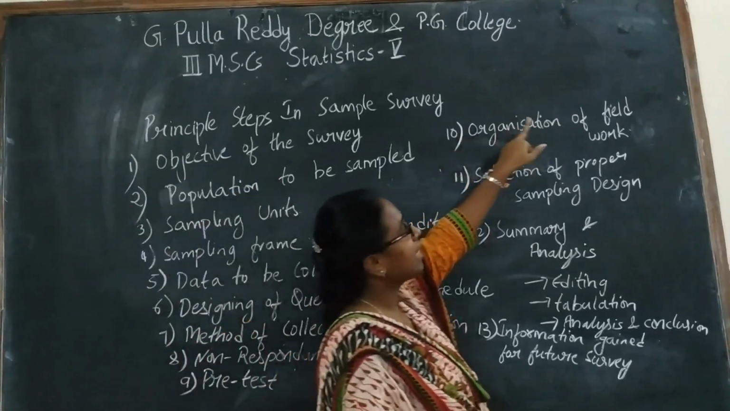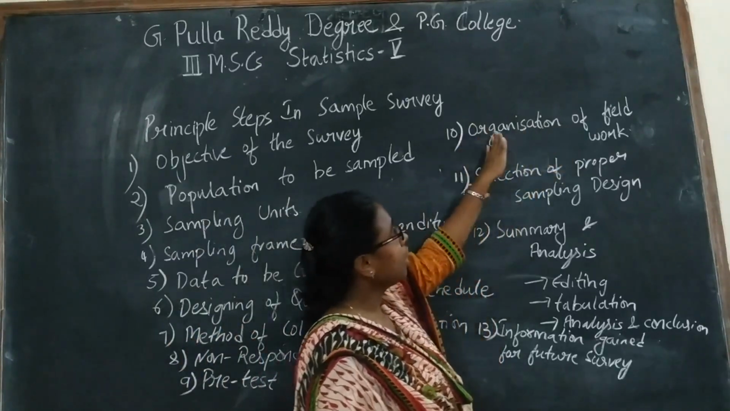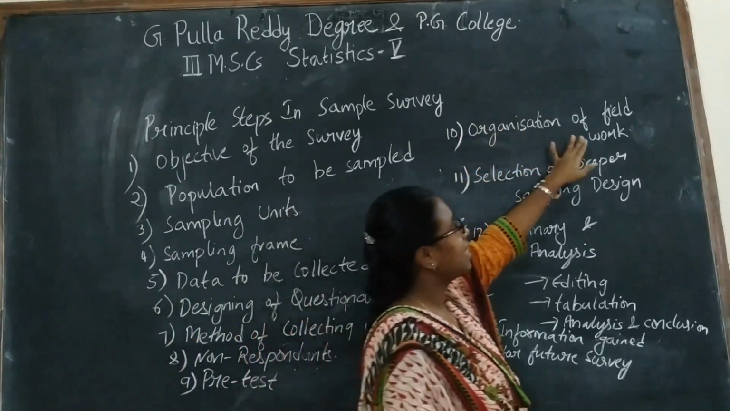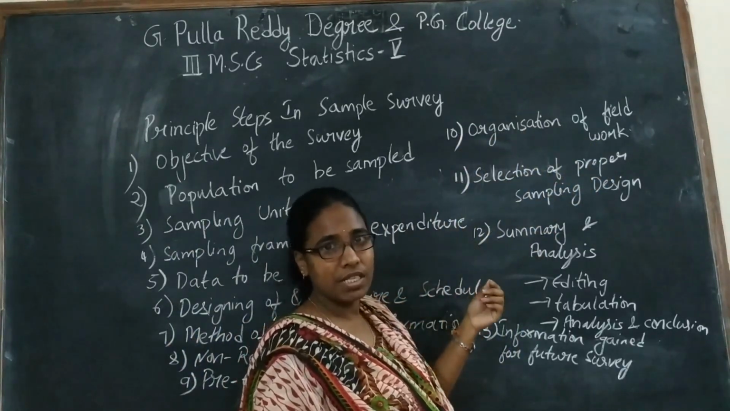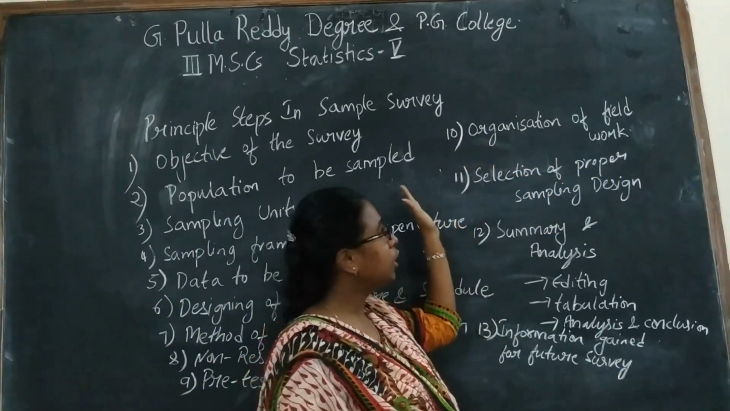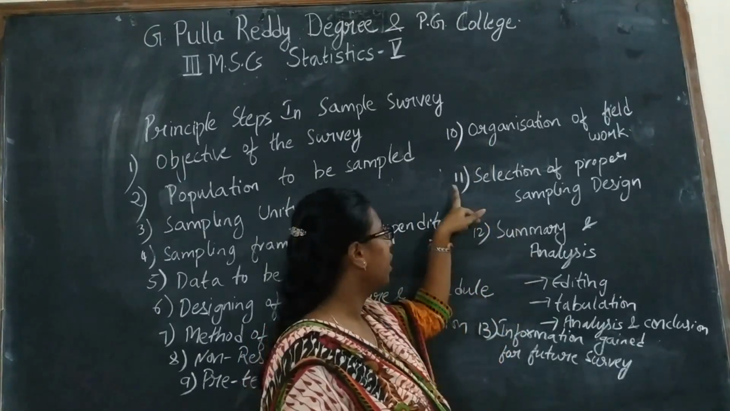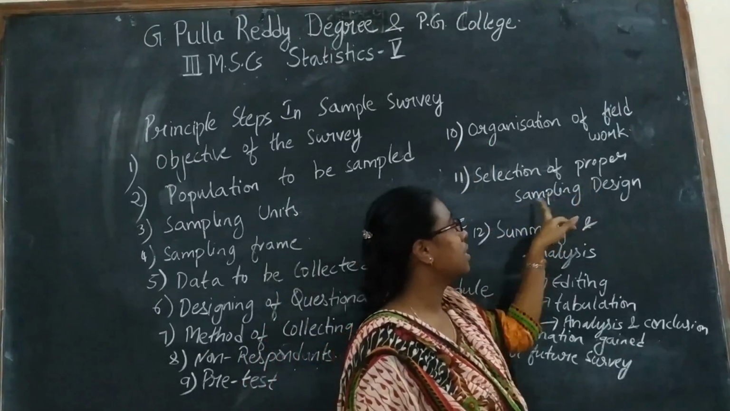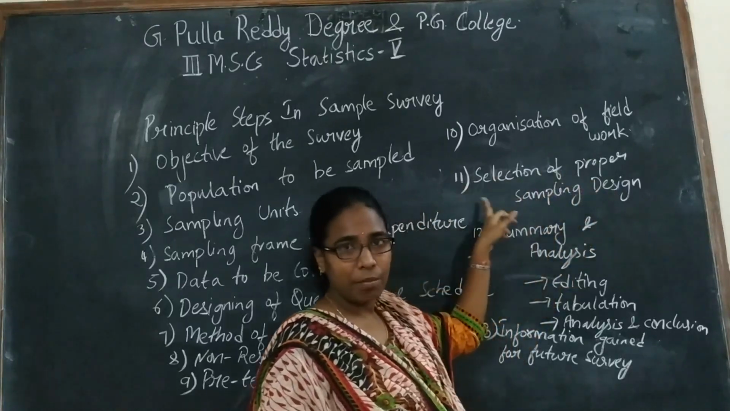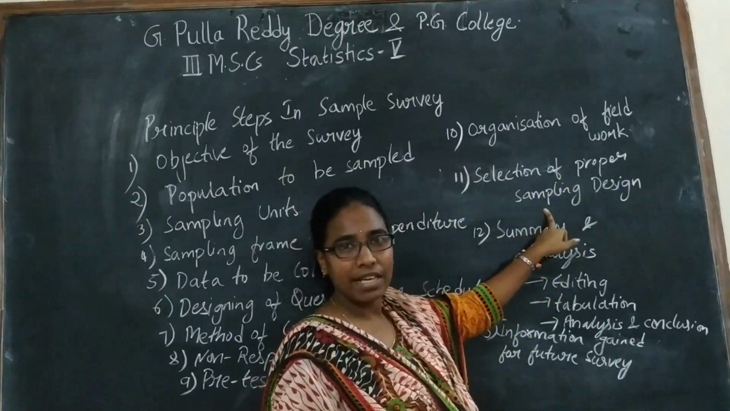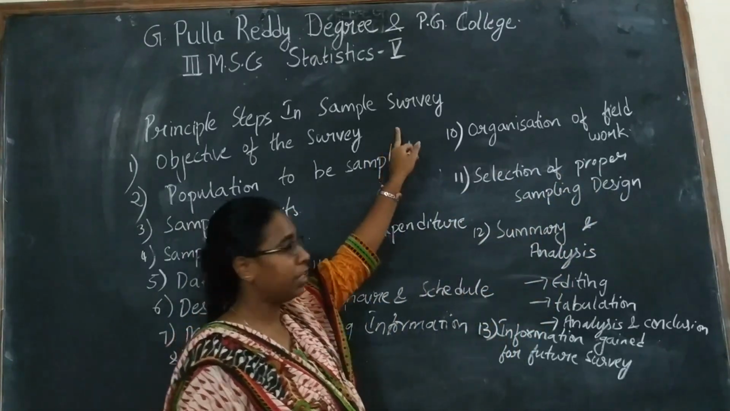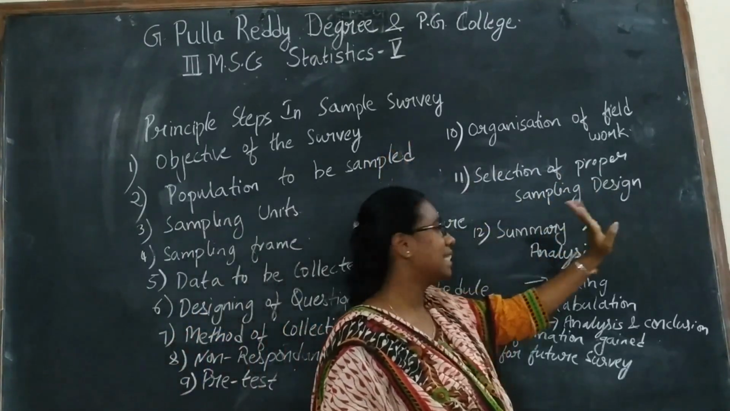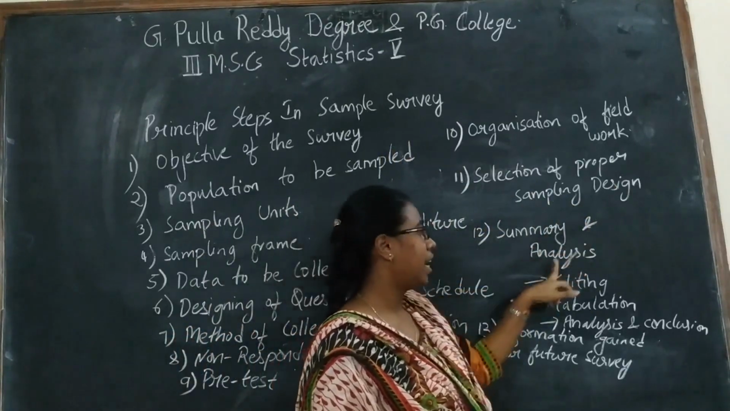Next is organization of field work. The field work should be organized carefully. That means depending on the skills of the skilled persons, each work should be assigned to them carefully. Next is selection of proper sampling design. There are many sampling designs available in statistics. So depending on our data and our objective, we have to select the sampling design. Next is summary and analysis.